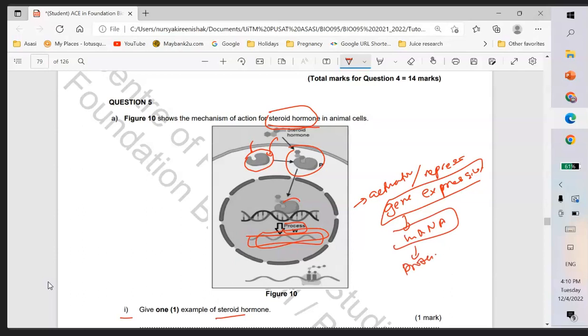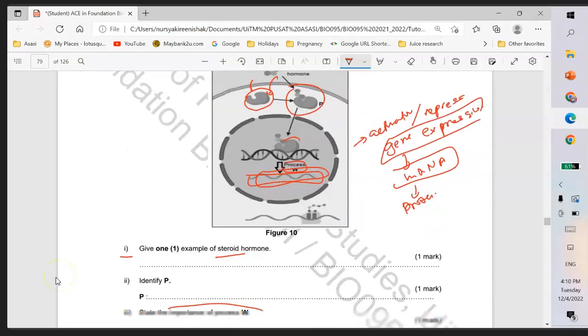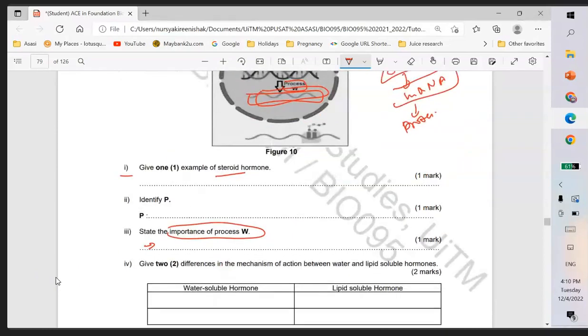So maksudnya kesan daripada steroid hormon ni dia boleh mengaktifkan sesuatu gene ataupun merepress adakah menghalang gene expression. Okay, menghalang gene expression. So kalau menyebabkan gene to be expressed, last sekali dia menyebabkan sel tu menghasilkan protein baru contohnya. So from this steroid hormone it may lead to the target cell to produce another different type of protein, okay, or stop the production of certain protein, okay. So that is the effects of steroid hormones, okay.